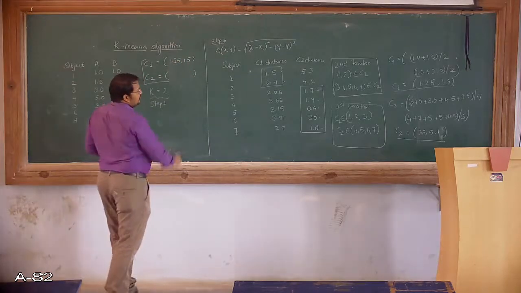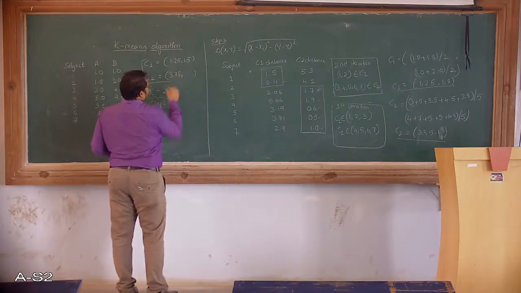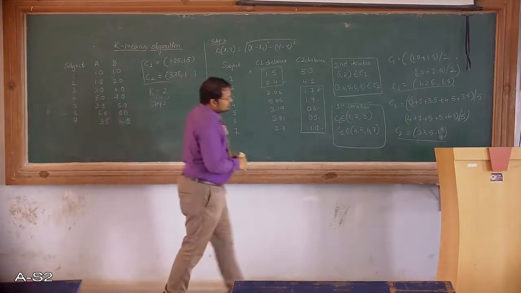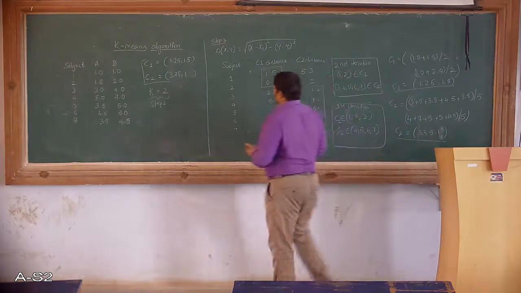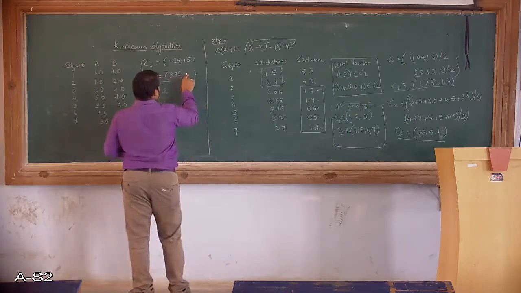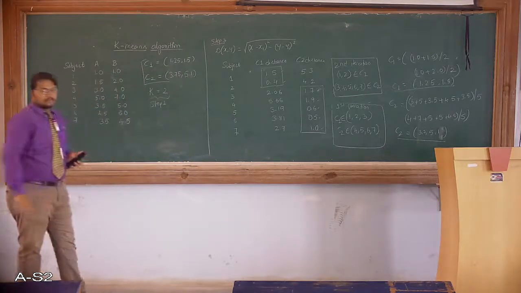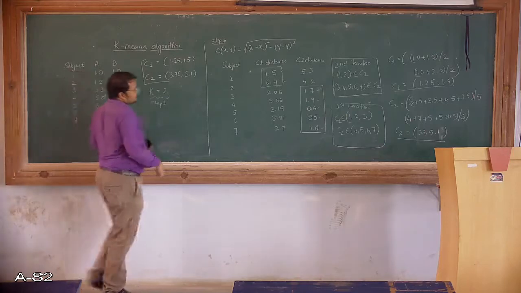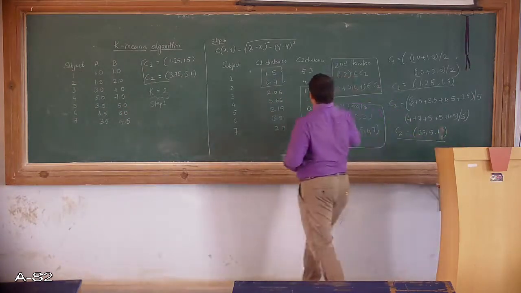The new initial clusters are 1.25, 1.5 and 3.75, 5.1. Now we have got the new initial clusters, we have got the values. Again I am going to compute the Euclidean distance for this.